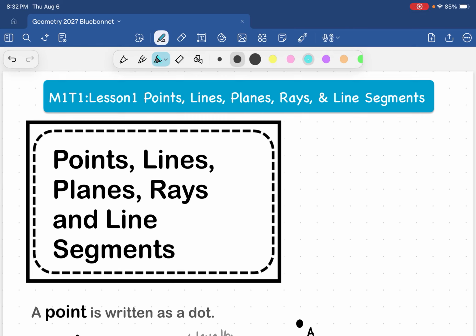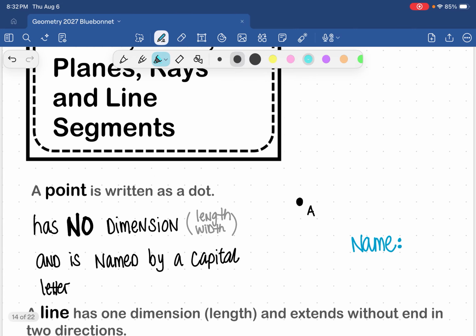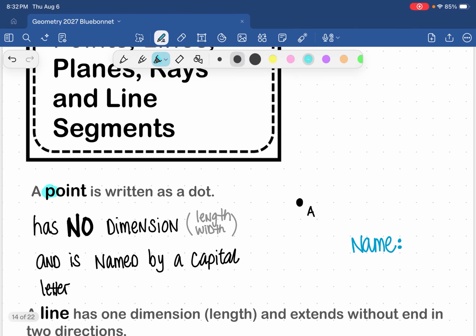Today's lesson is Module 1, Topic 1, Lesson 1: Points, Lines, Planes, Rays, and Line Segments. These are the basic building blocks of geometry. So let's go ahead and get started with our definition of a point.